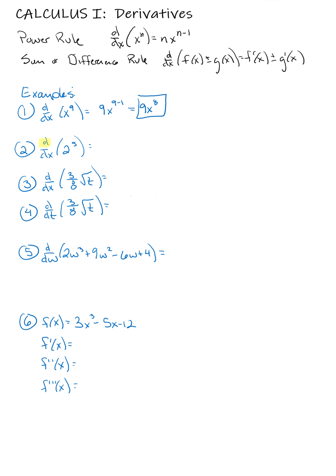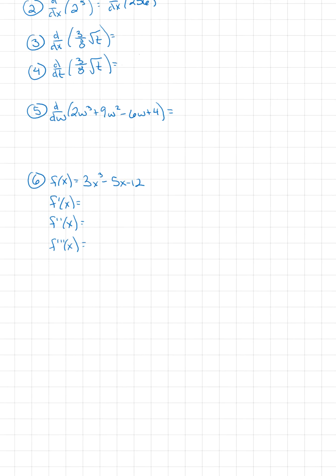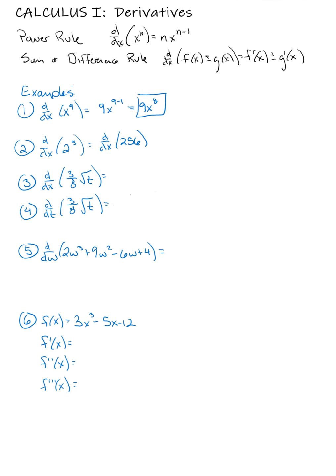All right, example 2 looks kind of similar. We're taking the derivative d dx of 2 to the 5th. It looks like we have an exponent. However, in this case, we don't have a variable in there. It is 2, a constant raised to the 5th power, which, by the way, is the same as 256. That's just a constant, so we don't need the power rule here. We just need to take the derivative of a constant, which always gives us 0. So don't be fooled by that one. Tricky.